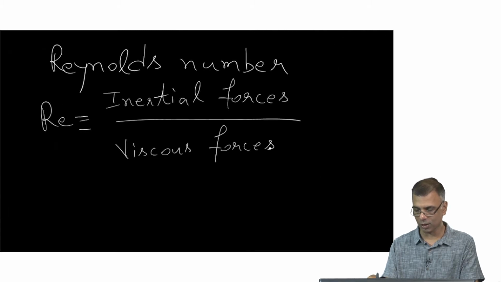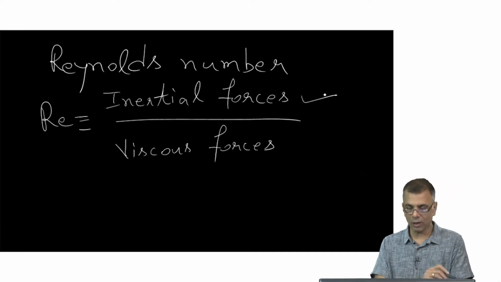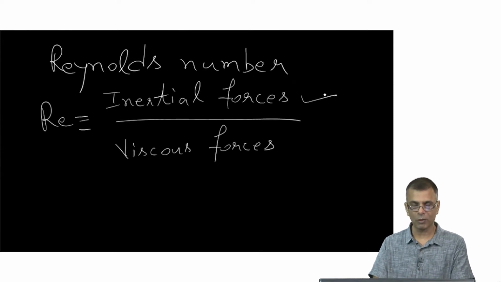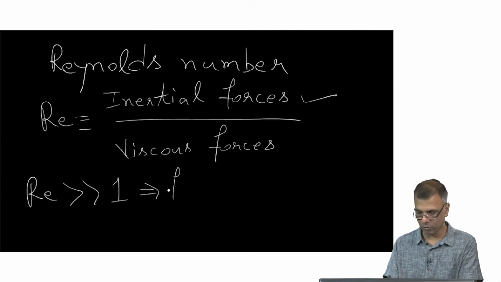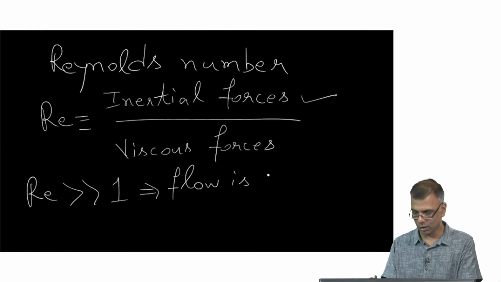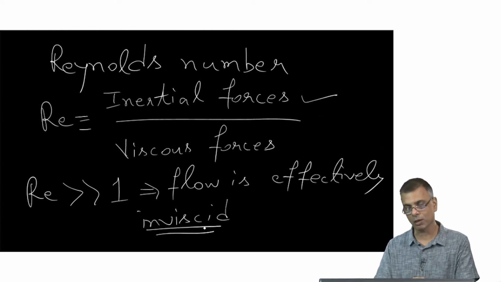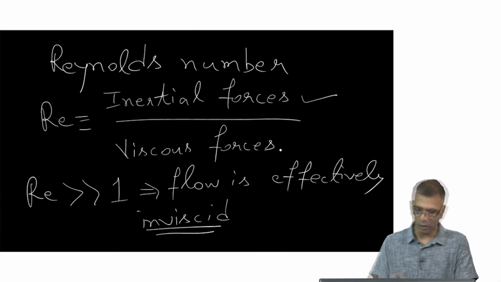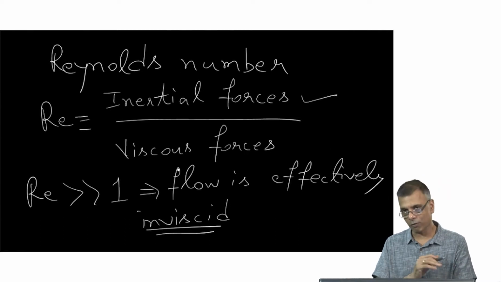So physically, if the Reynolds number is large, inertial forces are more important in relation to viscous forces, and therefore the flow is effectively inviscid. Viscous effects are not important, and vice versa. If the Reynolds number is small, then viscous forces are more important, and so the problem can be simplified accordingly. So this is one way of looking at the Reynolds number.